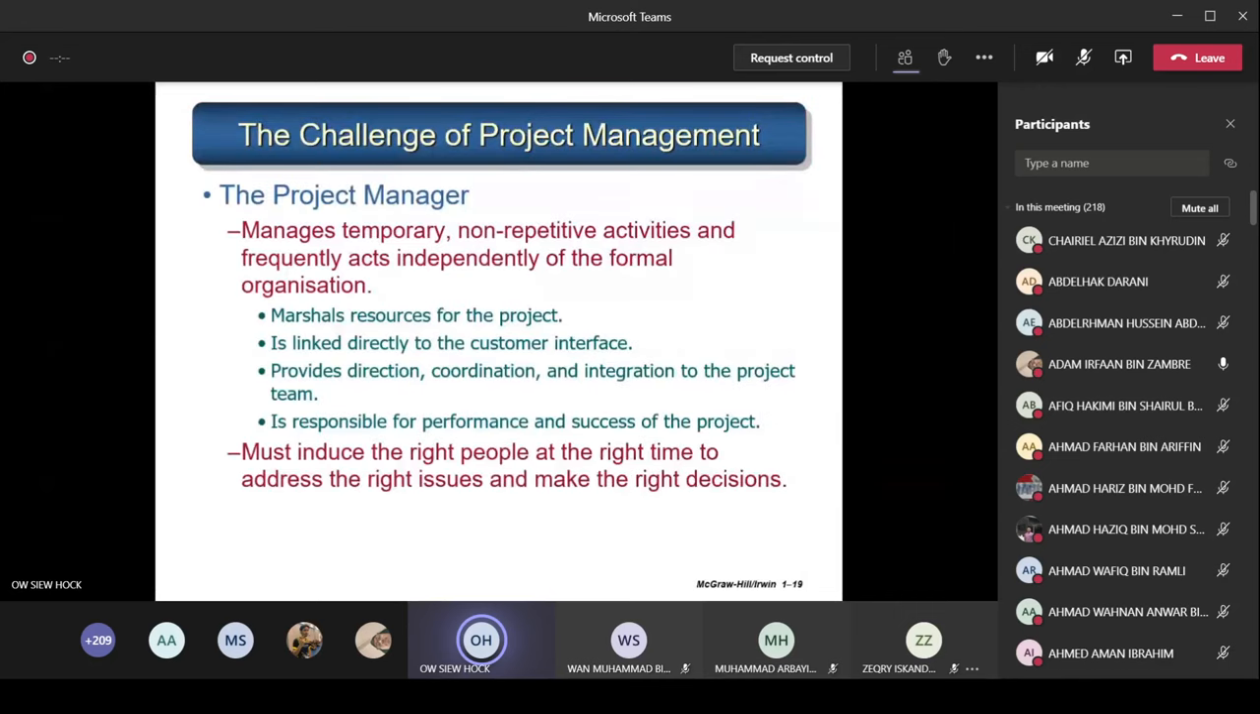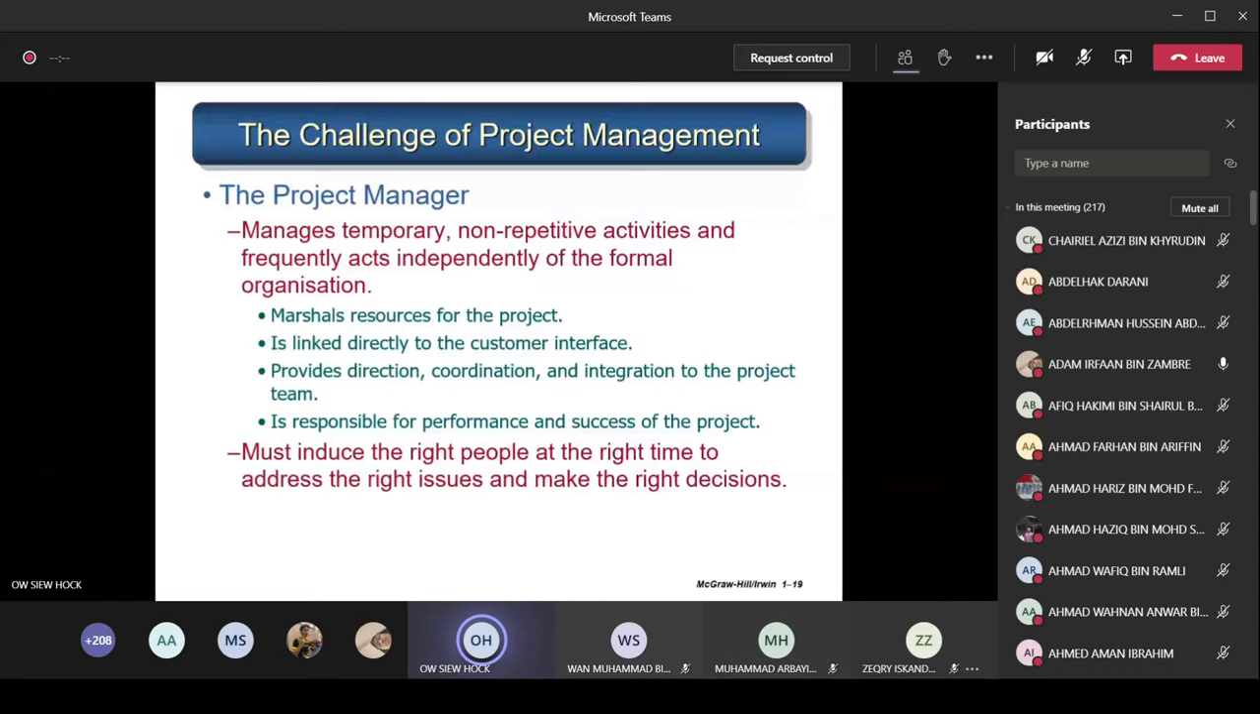The challenge of project management. Okay, so in a project, definitely the leader is known as the project manager. So the project manager, what is this person going to do? Manages temporarily non-repetitive activities and frequently acts independently of the normal structure of the former organization. So you see, you need a leader, and the leader of this project is known as the project manager. So just now we gave the definition of a project as non-repetitive. So this manager is going to manage all this. This is a project. It's just a one-time project. You finish it. After that, you're not going to monitor this project anymore.